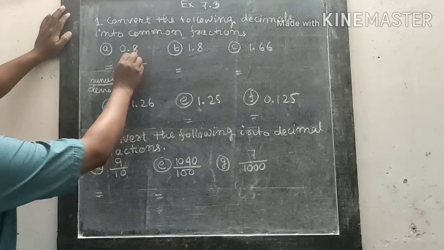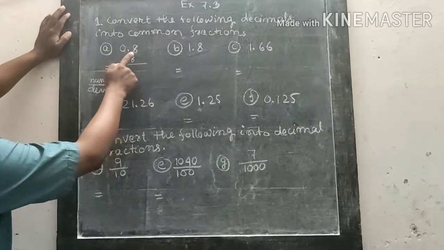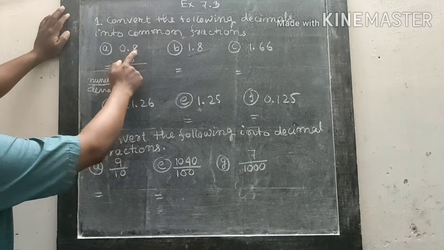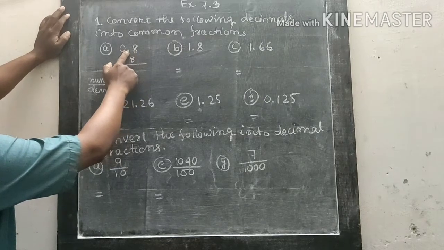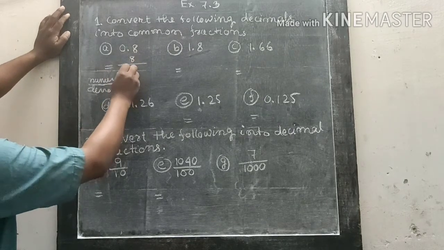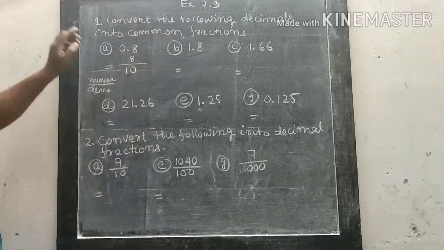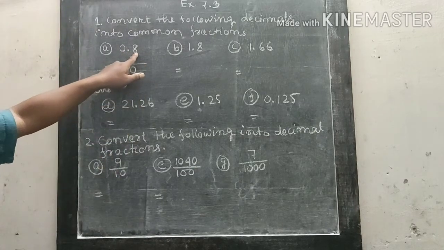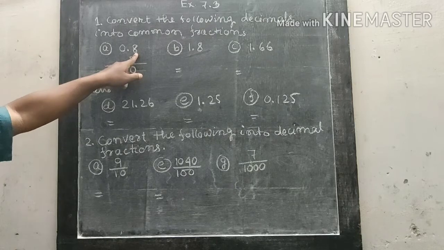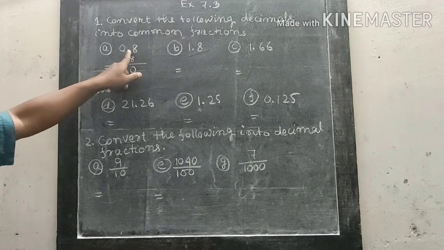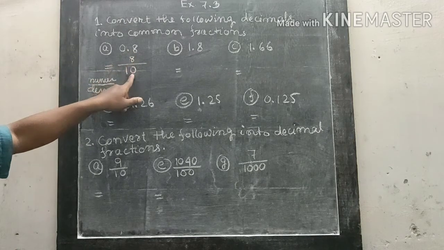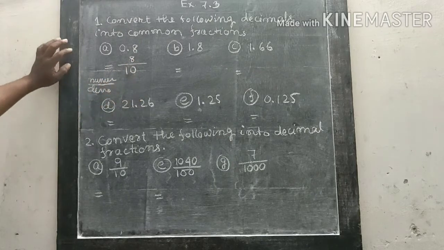Then the numerator will be 8. Then we shall count a 1 and a 0, that is 10. We shall have to write like this. It means the place value of 8 is what? Tenth. The place value of 8 is tenth. Like this.